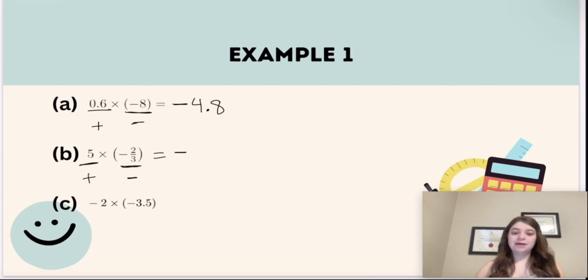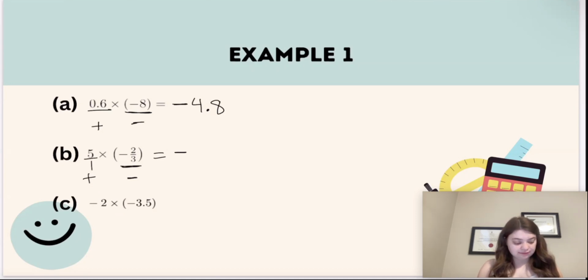Then I want to talk about, well, in general, how do we multiply fractions? We multiply the numerators together and the denominators together. Now recall that 5 doesn't have a denominator, and whenever a number doesn't have a denominator listed, we assume the denominator is 1. So this is the same as 5 over 1 times negative 2 over 3.